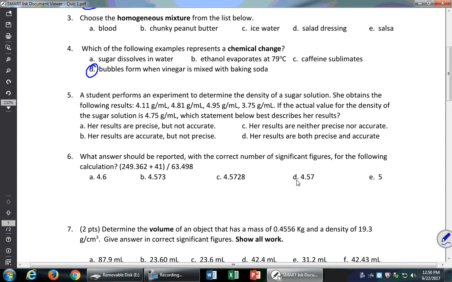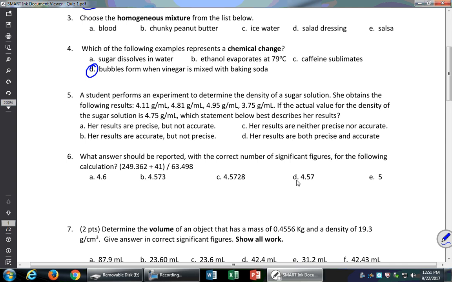Here, if we look at the list of what the student has, the numbers, first off, are nowhere near each other. 4.11, 4.81, 4.95, 3.75. So there's really no precision there. As far as accuracy, the actual amount should be 4.75 grams of sugar per milliliter solution. And as you can see, we're jumping pretty far from that. So really, she's not precise or accurate. Though I did get some points towards B.